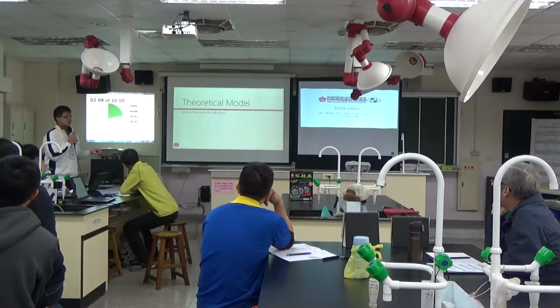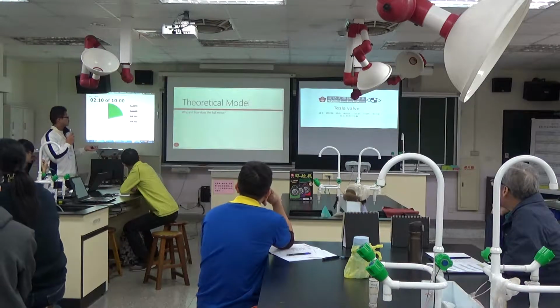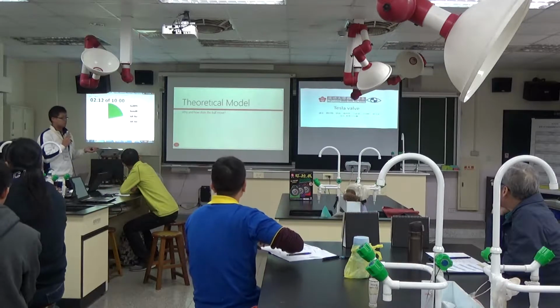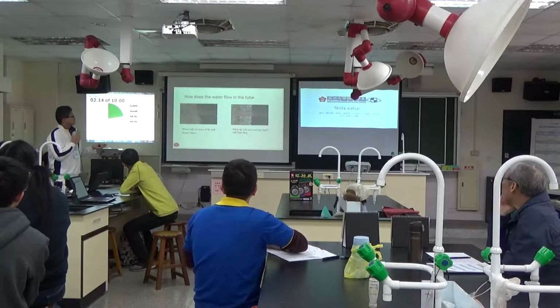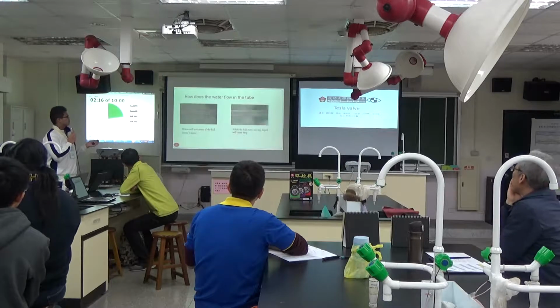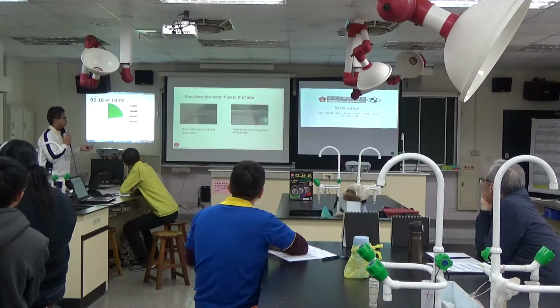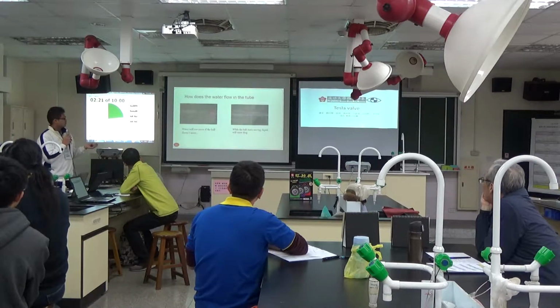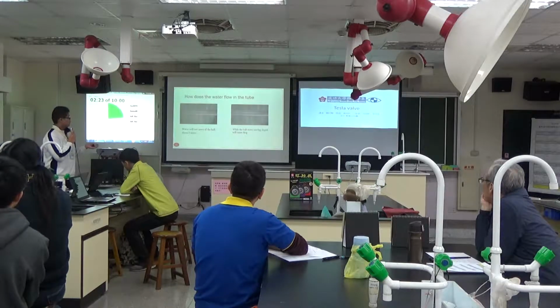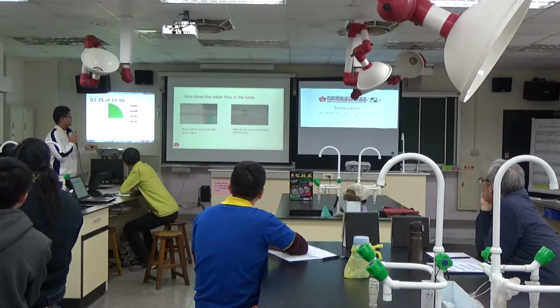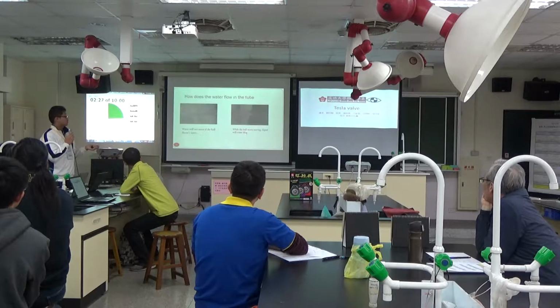And here is our theoretical model. In this part, we try to figure out why and how the ball moves. At first, we need to discuss how the water flows in the tube. As these 2 videos show, the water will not move if the ball doesn't move. And then while the ball starts moving, the liquid will cause drag.